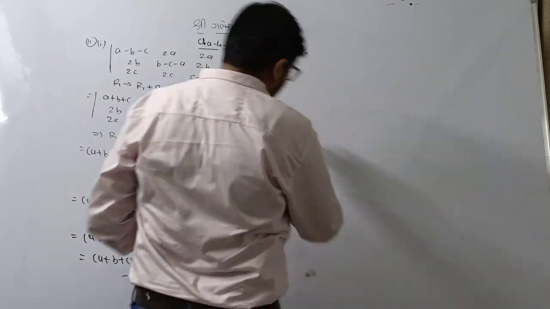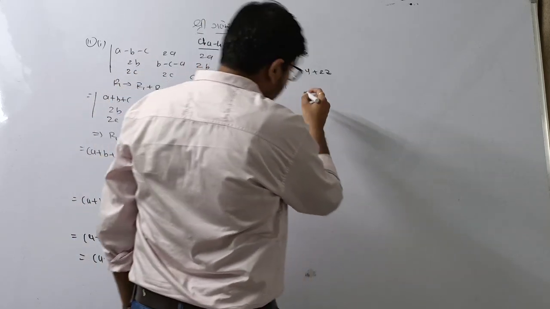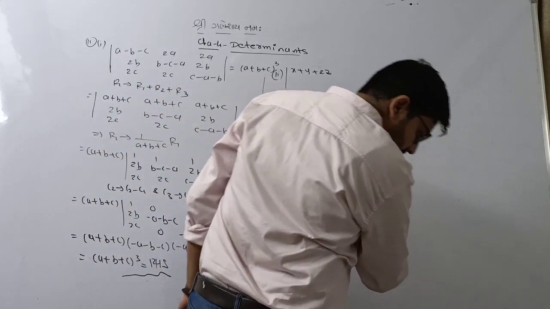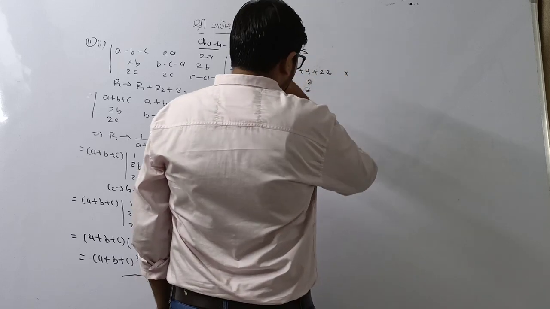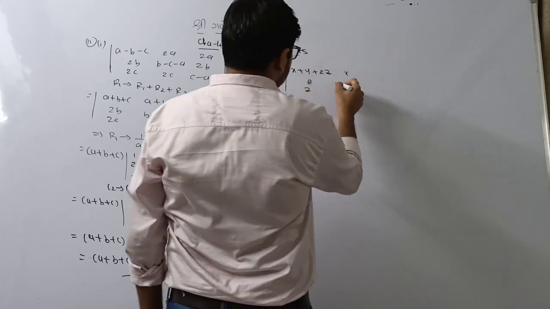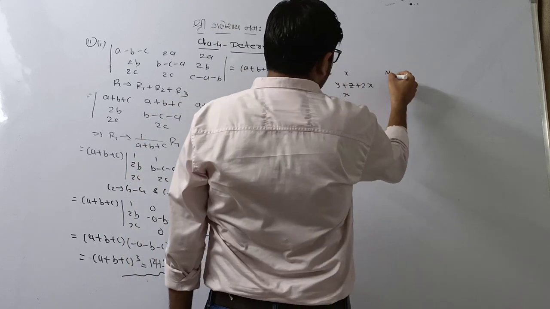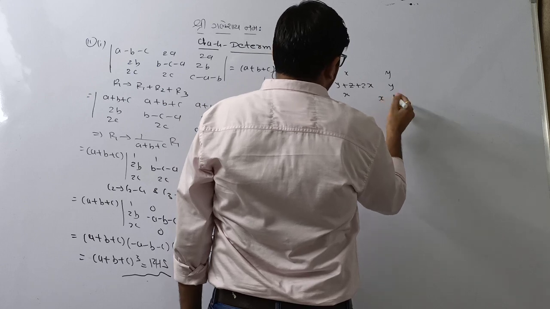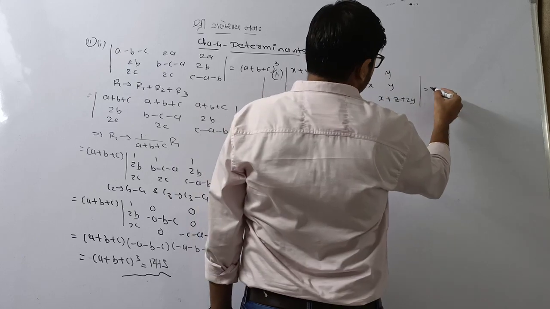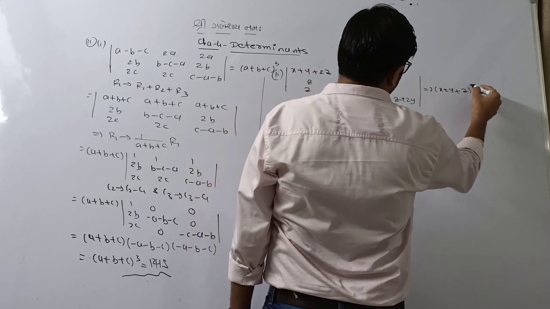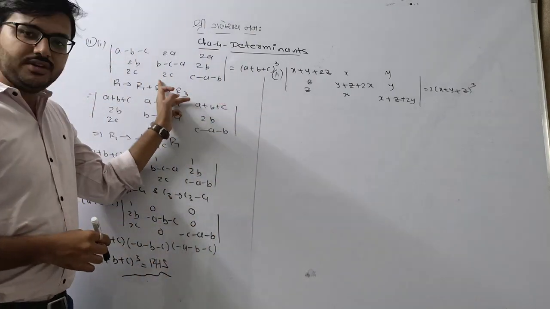In the second question we have x plus y plus 2z, x, x; then y, y plus z plus 2x, y; and z, z, x plus z plus 2y, and the proof we want is 2 times x plus y plus z whole cube. Now just observe again a similar kind of form as we discussed.